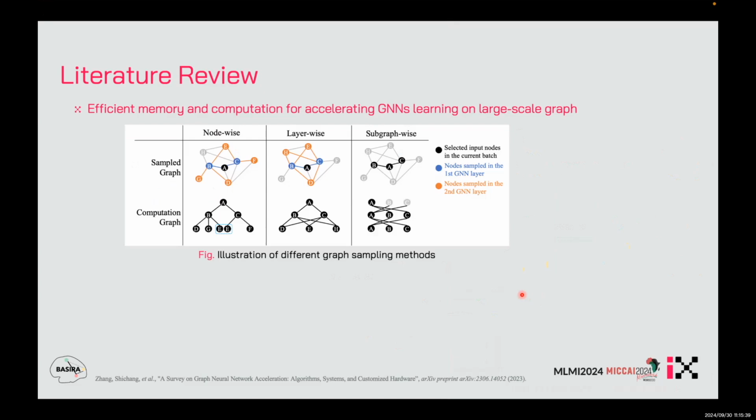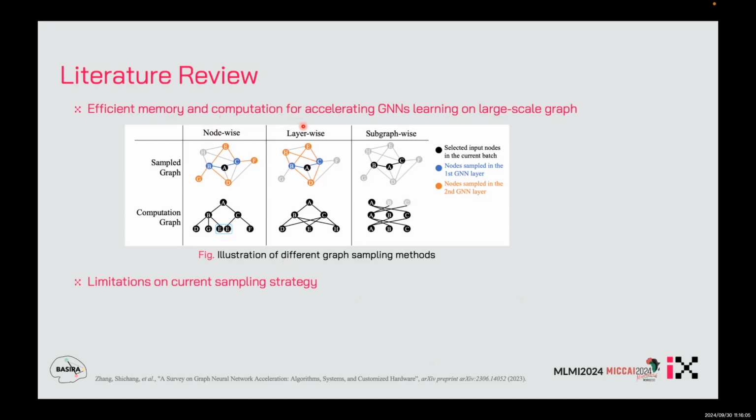So in the literature, there are existing methods to solve the neighborhood expansion issues, such as sampling strategies, which can be divided into node-wise, layer-wise, and subgraph-wise sampling based on the sampling subject.